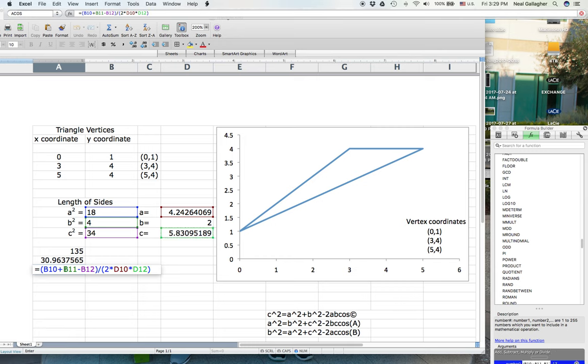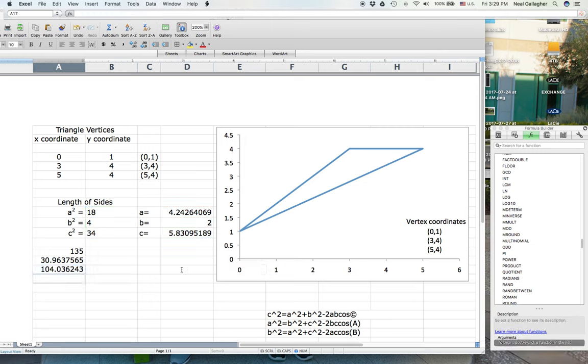Now I want to do arc cosine, so a cos, put paren around that whole thing, just like here, and then I want to multiply by 180 times, let me put this in paren, 180 divided by 3.1415926554, close, there, that's 104.